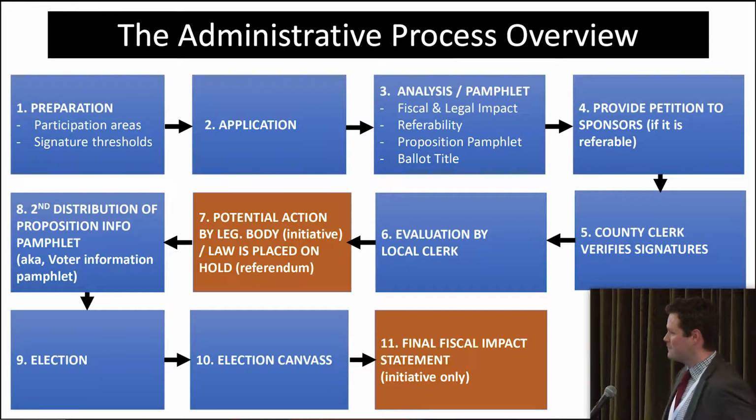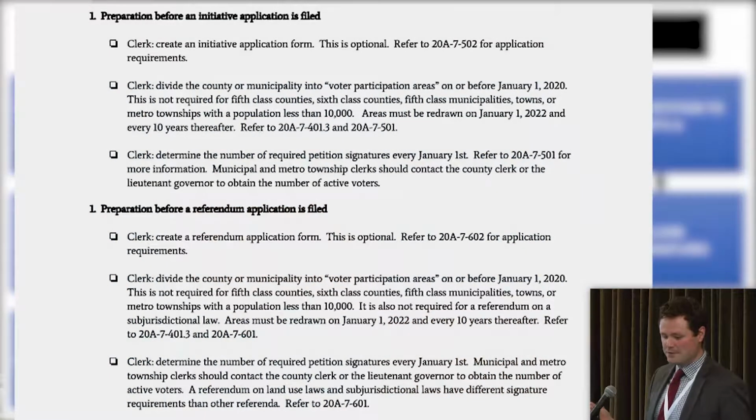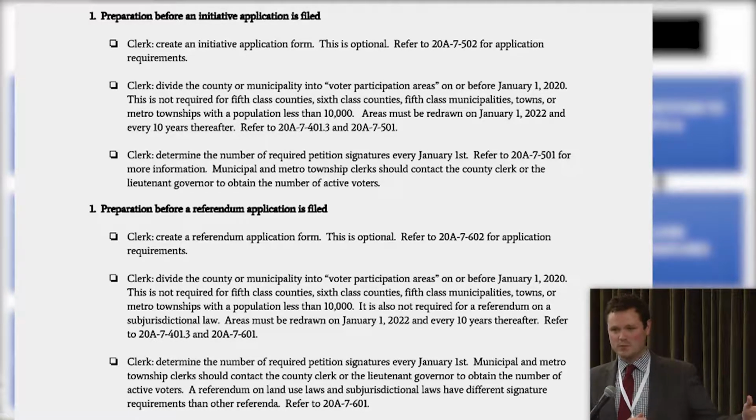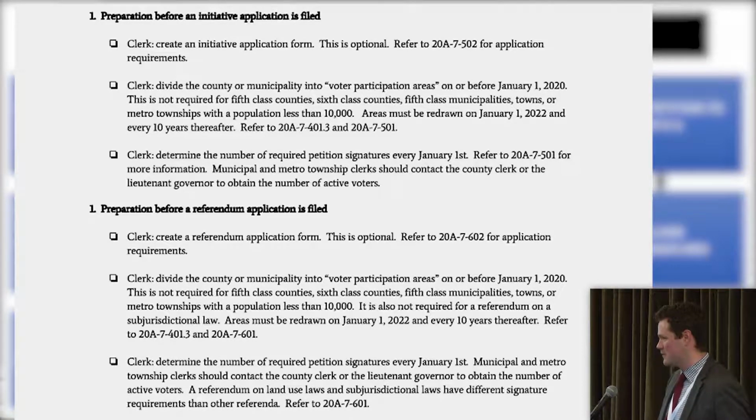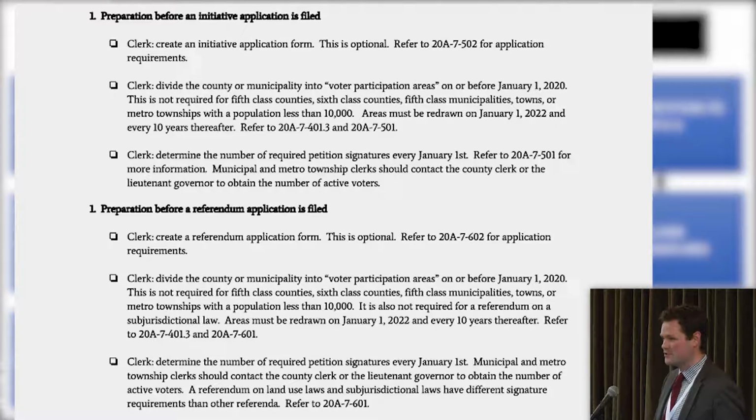Now, the first key step for municipalities and counties is preparation. We've talked a little bit about participation areas, and Ryan will discuss in more depth how you can create those with the county. Those go into effect January 1st of 2020, and it's a very good idea to have those in place prior to it becoming effective. That way you don't need to scramble and create areas when an initiative or referendum is filed.